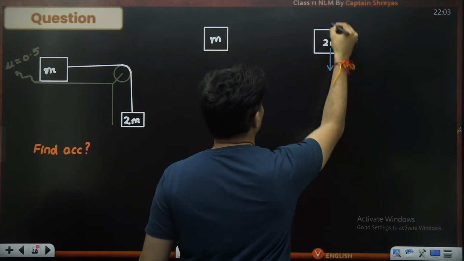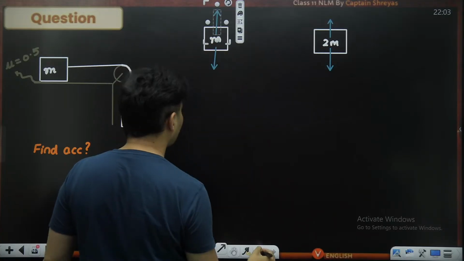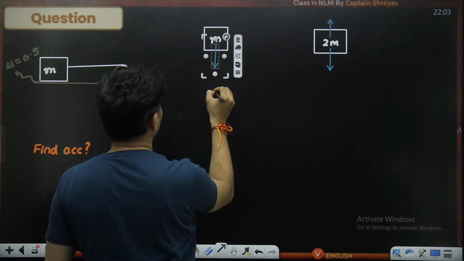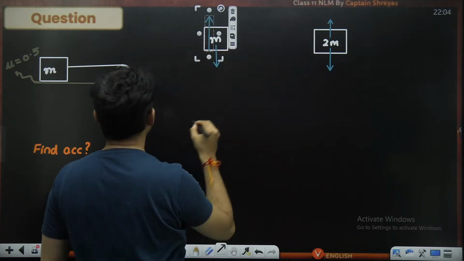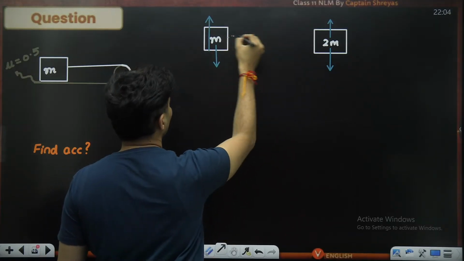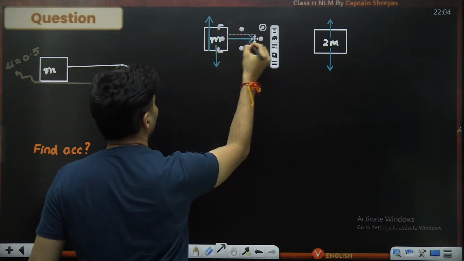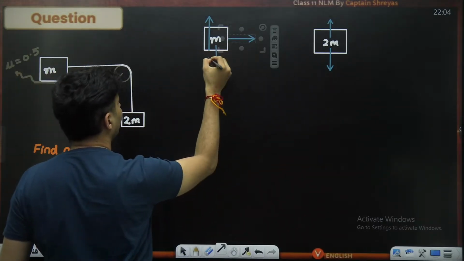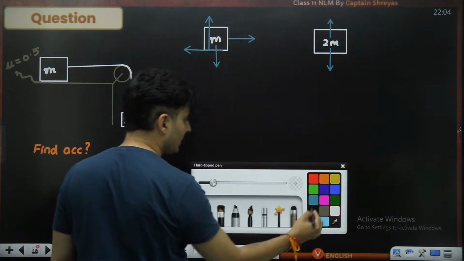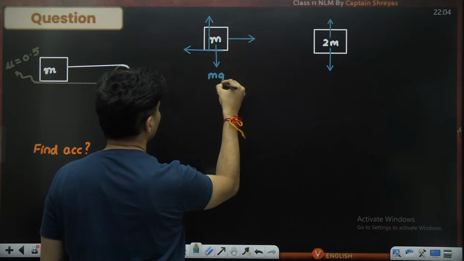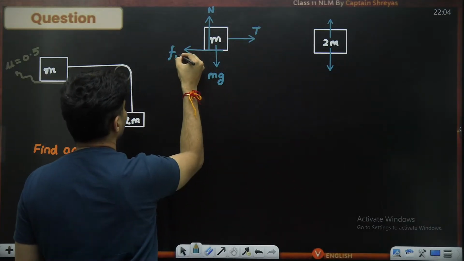2M's weight, tension on the top. M's weight will be down and normal will be like this. Of course, there is one tension which will pull this mass like this. But remember, because it will begin to move, the friction will act here and it will act against the motion. So there will be a friction also. So let's start marking them. This is mg, this is your normal, this is your tension, this is your kinetic friction.